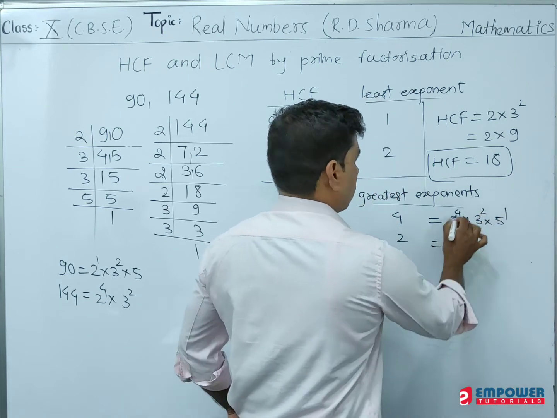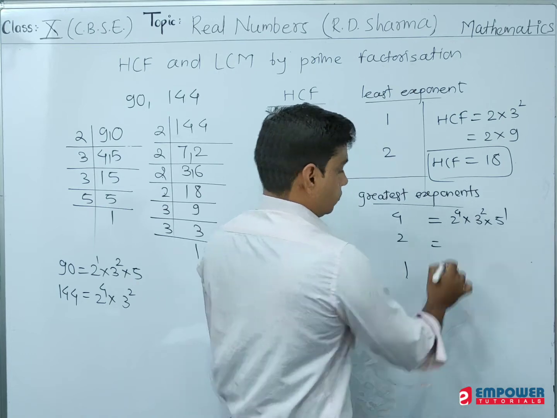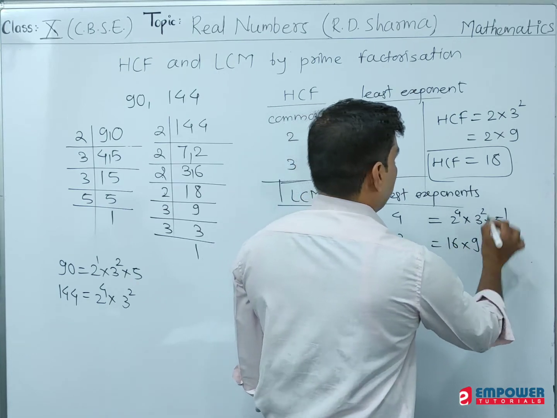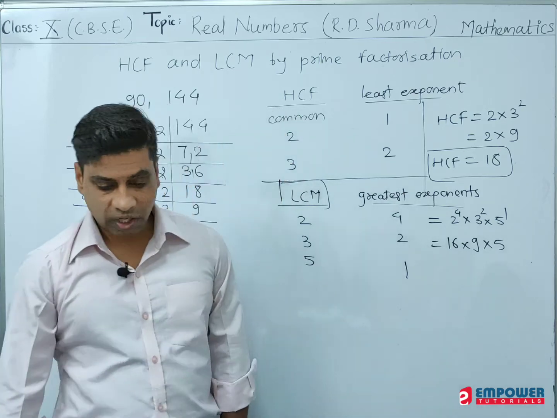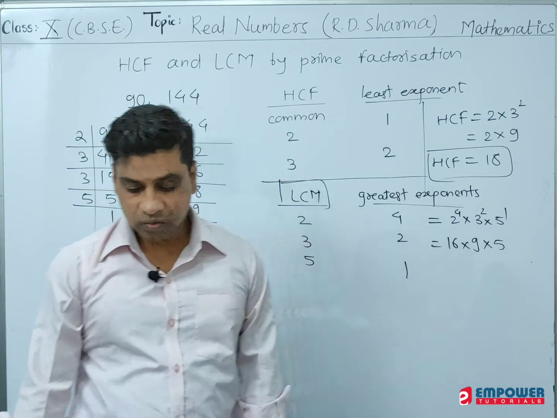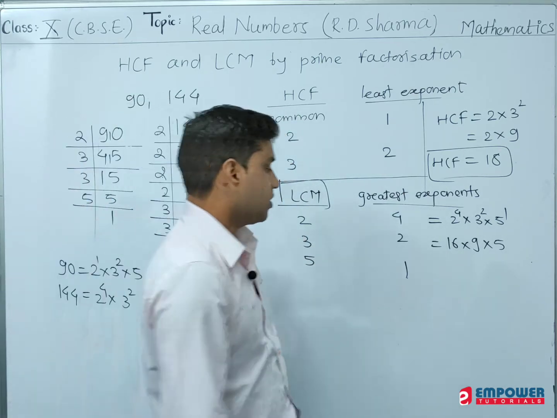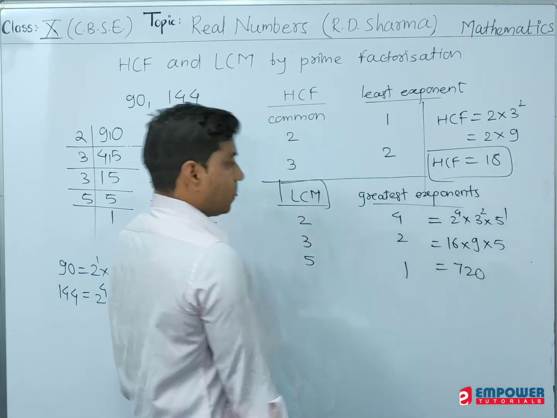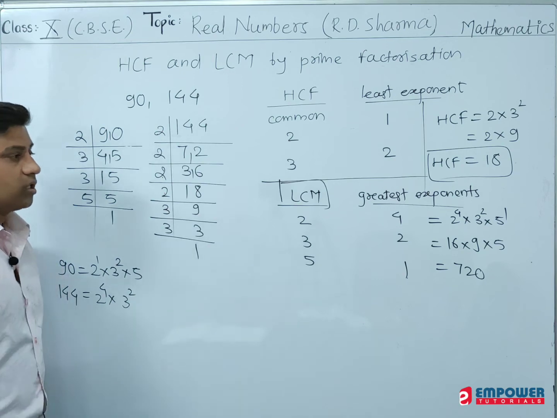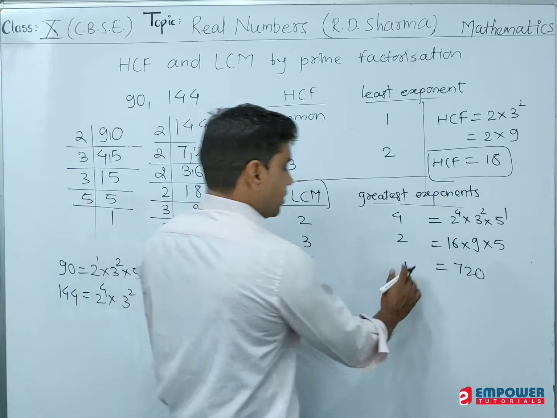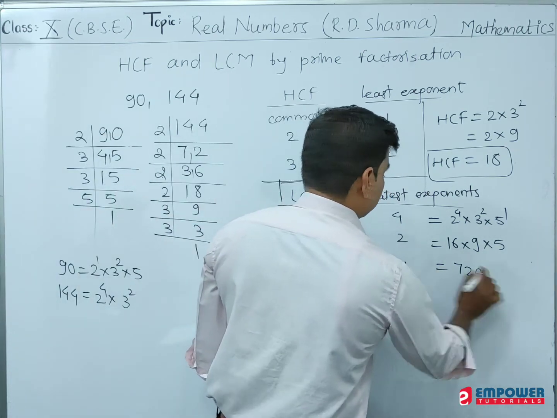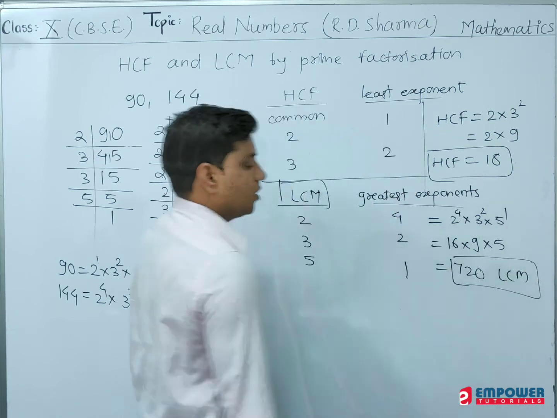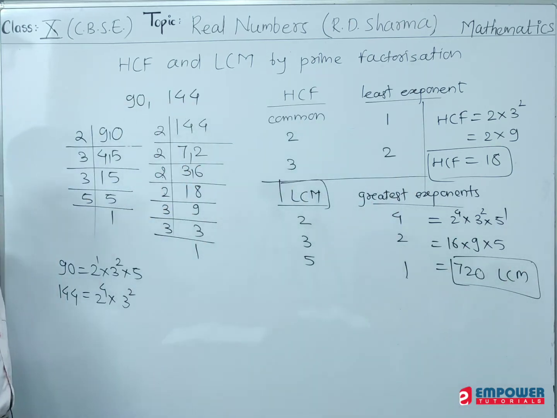So the multiplication of all this: 2 raised to 4 is 16, 3 square is 9, and here 5 only. So 16 into 9 into 5. You can do the multiplication and you will get the answer 720. So this is the LCM, 720. Understood the difference? This is the LCM, and this is the HCF. So HCF and LCM.